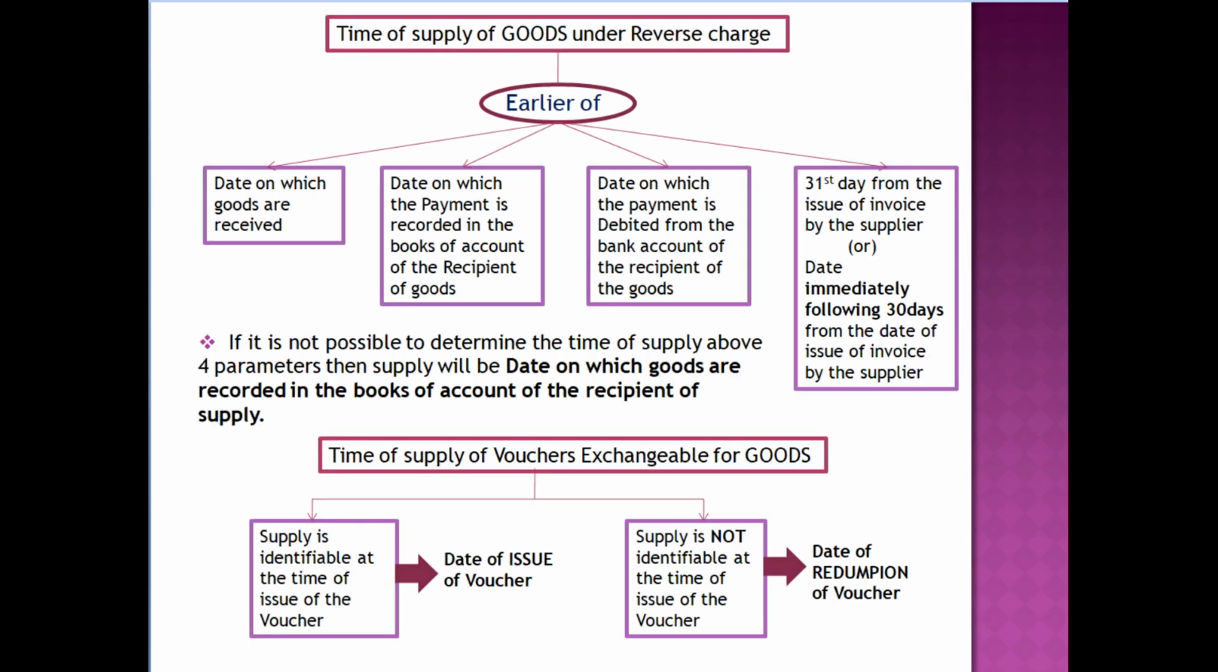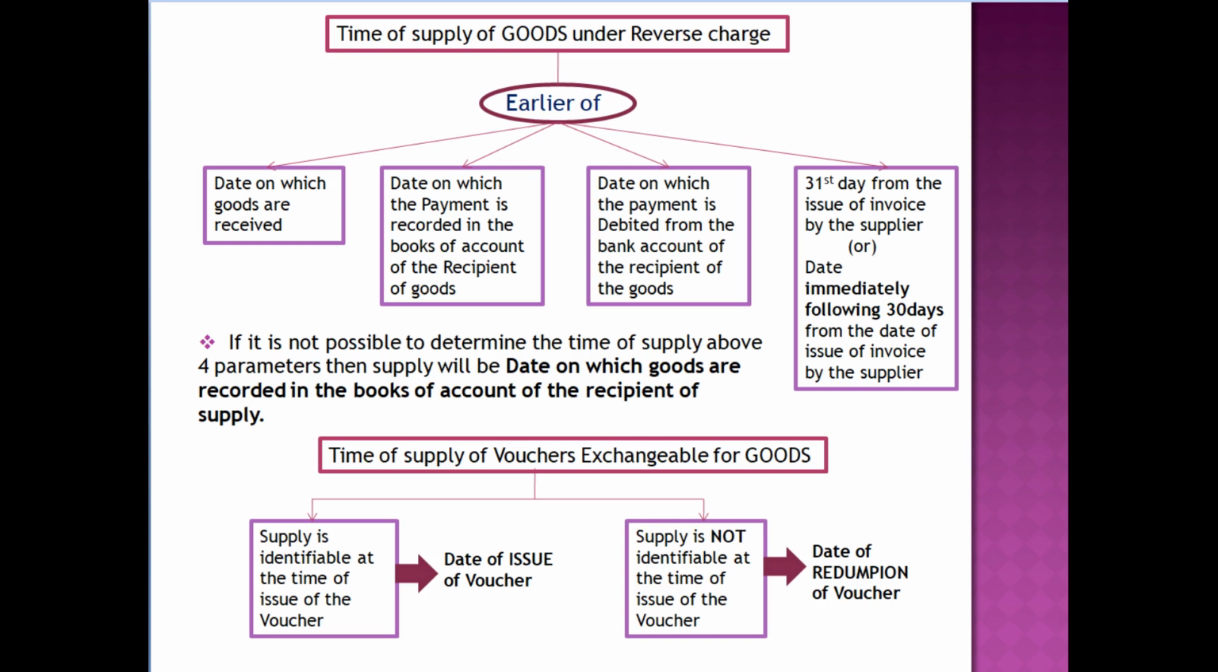And the next one is time of supply of goods under reverse charge. It shall be the earlier of three things: the date on which goods are received, the date on which payment is recorded or credited to the supplier account, and the last one is very important, which is the 31st day from the date of issue of invoice, or the date immediately following 30 days, which means we should not take the following day of the date of issuance of invoice.